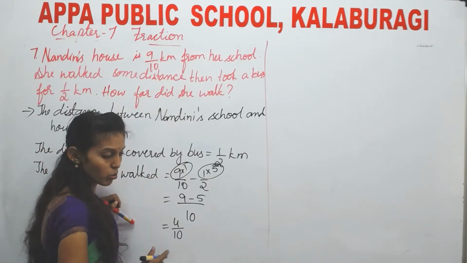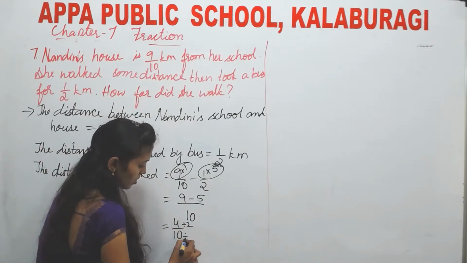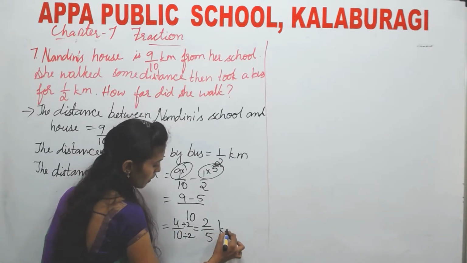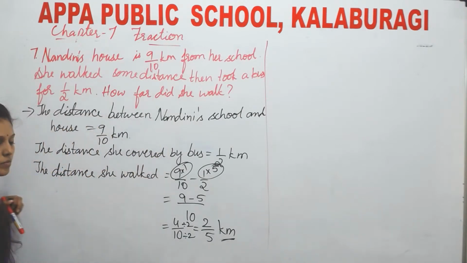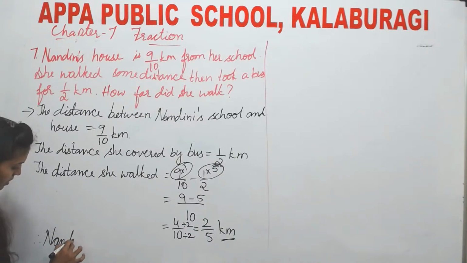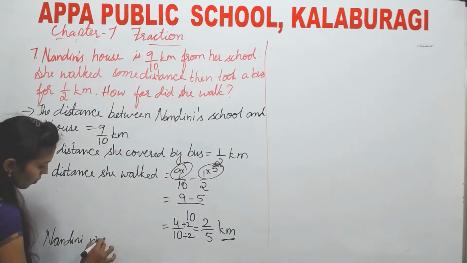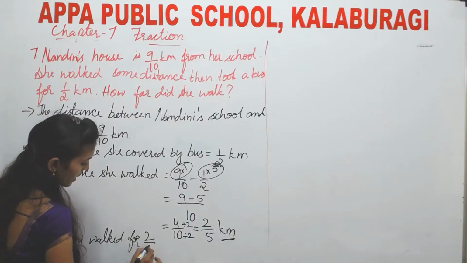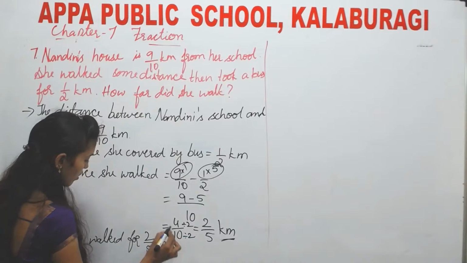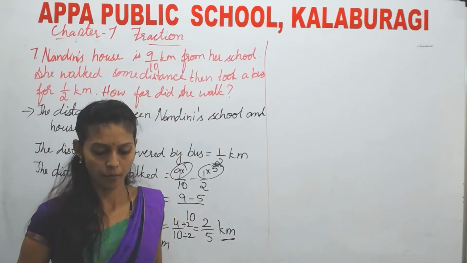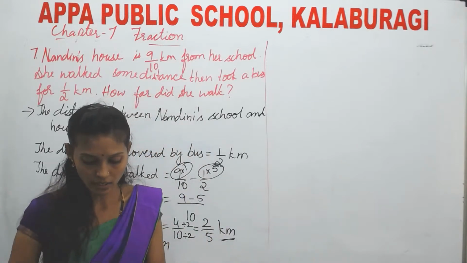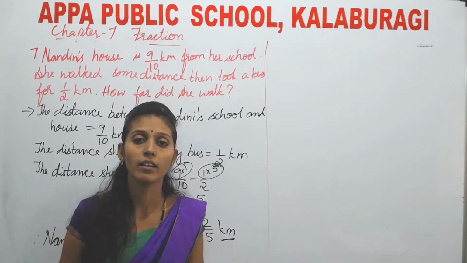And both are divisible by 2 now. Divide it by 2, divide it by 2. So 2 twos are 4, 2 fives are 10. So 2 by 5 kilometer. So therefore, Nandini walked 2 by 5 kilometer. Got it? Yes. Next one is Asha and Samuel.